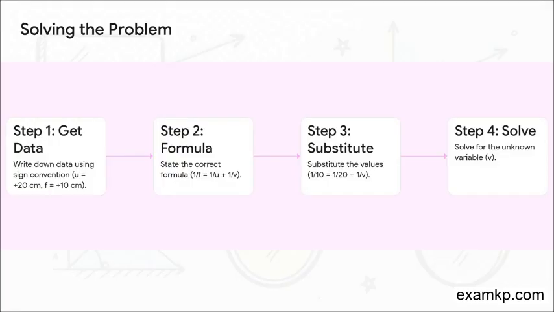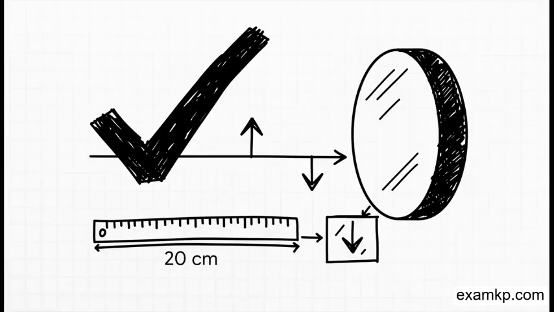And this is why the sign convention is so powerful. Because our answer for v is positive, we know two things immediately. The image is located 20 centimeters from the mirror, and its nature is real. The math tells us the whole story.